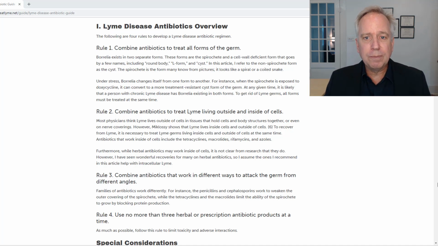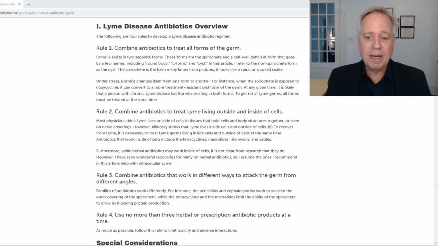Number 2, Lyme lives inside of your cells, and Lyme lives outside of your cells. So we have to choose antibiotics that are going to be able to treat Lyme in both of those places. Now, I would point out that the Infectious Disease Society of America and the infectious disease doctors only think Lyme lives outside the cells. They disagree with the science that actually says it does live in the cells, but there's some pretty compelling science that says it does live in the cells, okay?